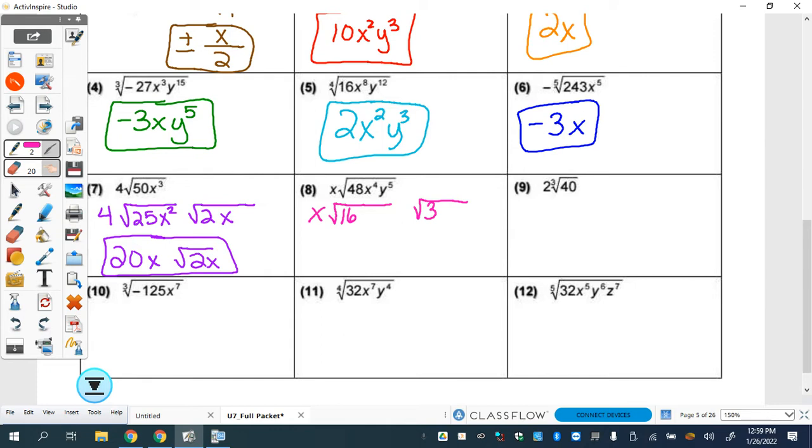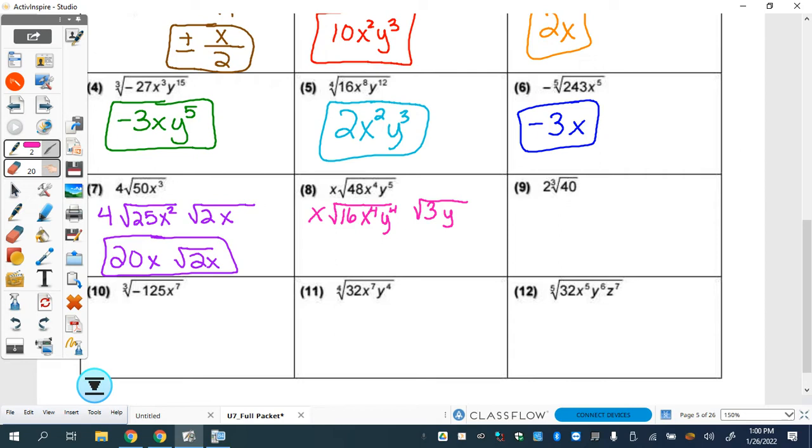Is x to the 4th a perfect square? Yes. Is y to the 5th a perfect square? No. So I have to find the largest multiple of 2 out of the 5 that I can get. So that's actually going to be y to the 4th. And then I'm going to put a y to the 1st. So I still have my 4 plus my 1. I still have 5. It goes in the second one. But you always want to find the largest amount that you can take out of it.